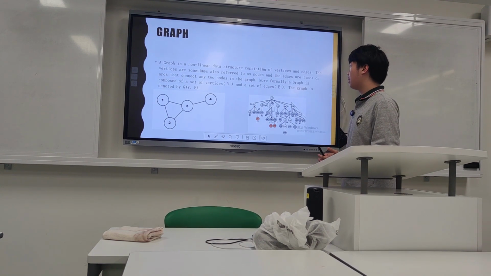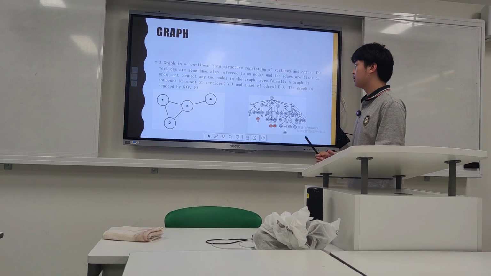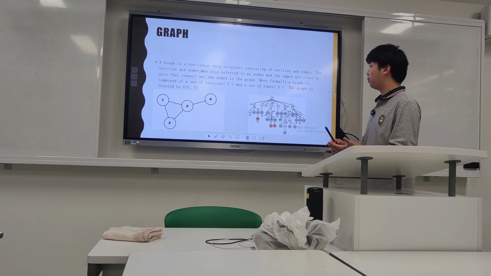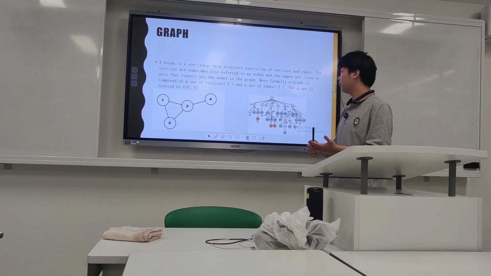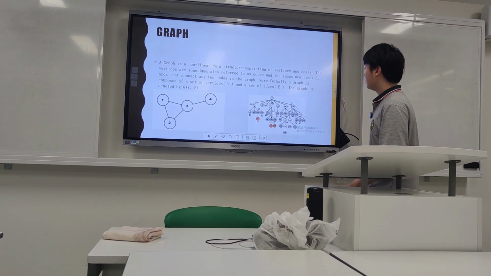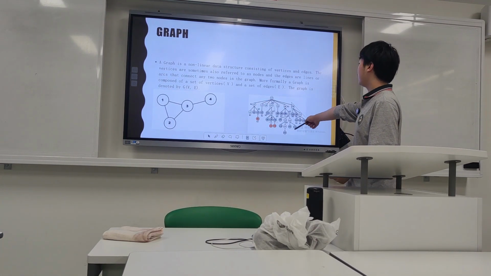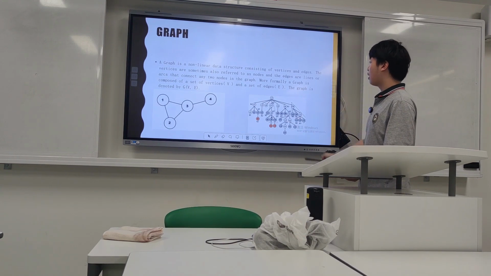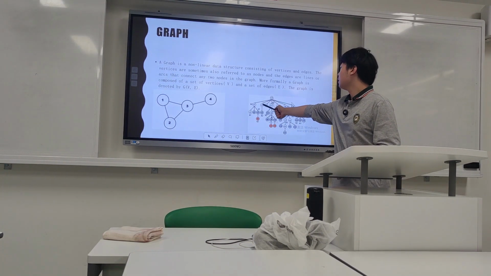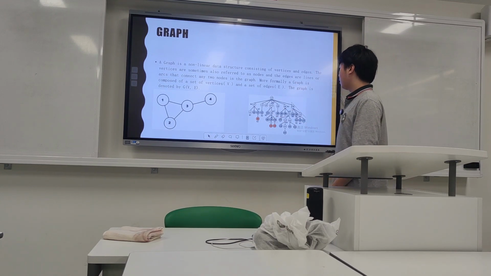The vertices are sometimes also referred to as nodes, and the edges are lines or arcs that connect any two nodes in the graph. More formally, a graph is composed of a set of vertices and a set of edges. The graph is denoted by G(V, E). So you can see here is a typical graph, and here is a tree. A tree is also a type of graph because, looking at the definition again, a tree is composed of a lot of nodes connected by edges, and therefore a tree is also a kind of graph.